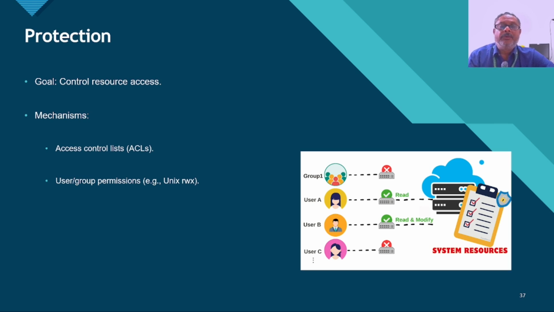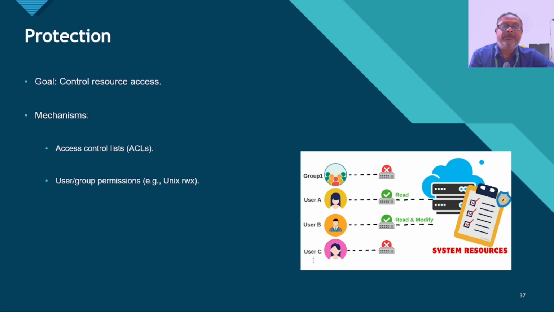The positions are fixed: first position for read, second for write, third for execution. Group members have the right to read and execute, but not the right to write, so we say R dash X. And the outsiders may be only allowed to read, in that case R dash dash. That's one way. It may be that only the owner wants to use it and none of the others are allowed. Then the first three are RWX, and the second three are dash dash dash, and the third three are dash dash dash.